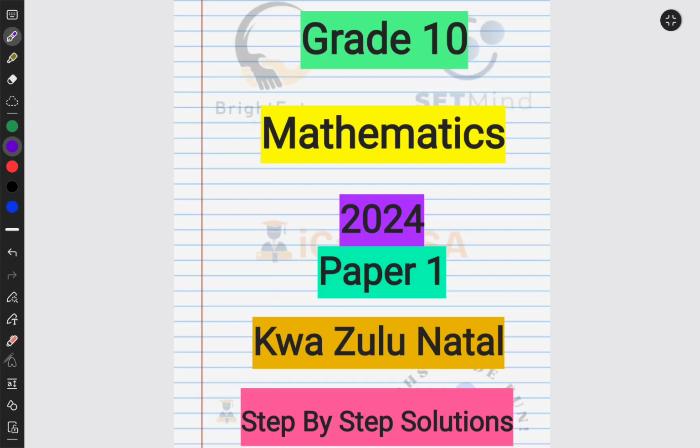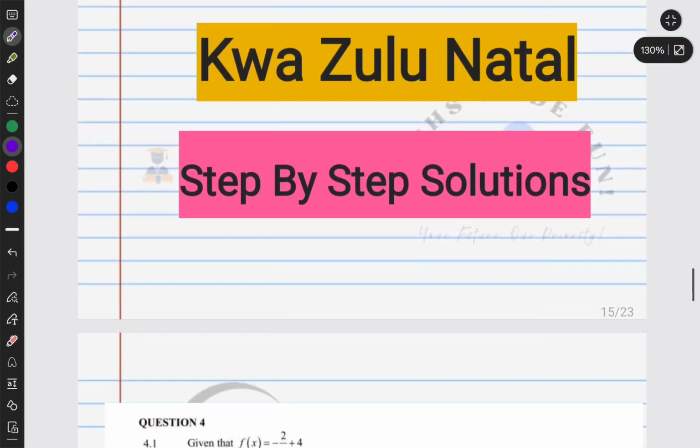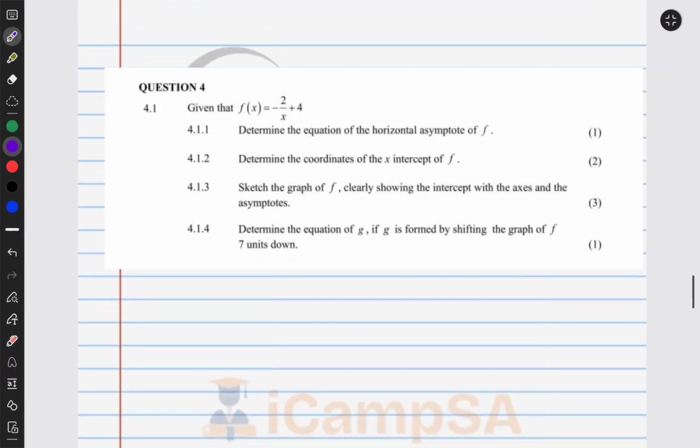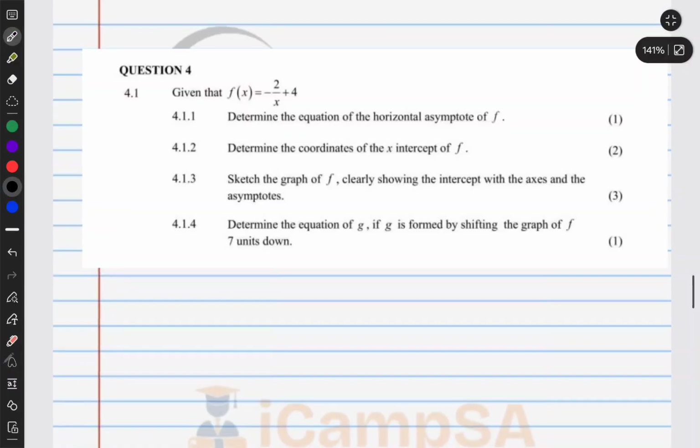Today we're going to be doing a past paper question from 2024, and this is mathematics. The area of focus is functions. We'll be doing this is a November paper. So let's get into it. So for question 4 for starters.